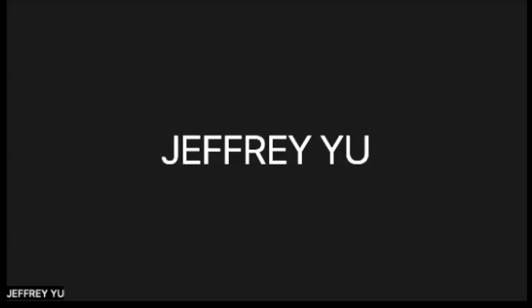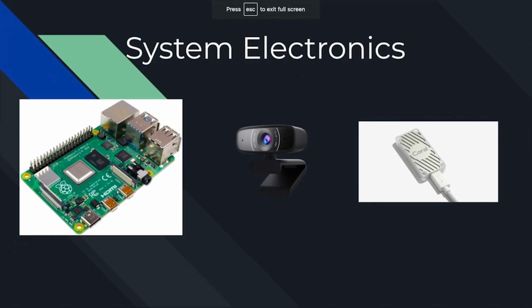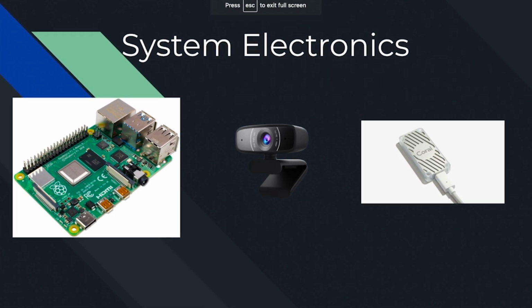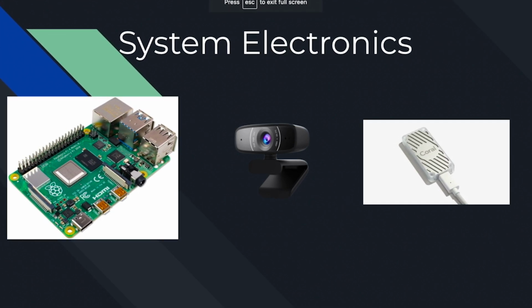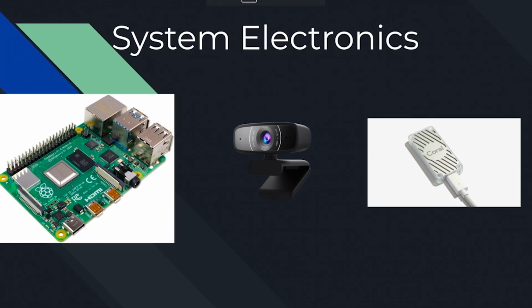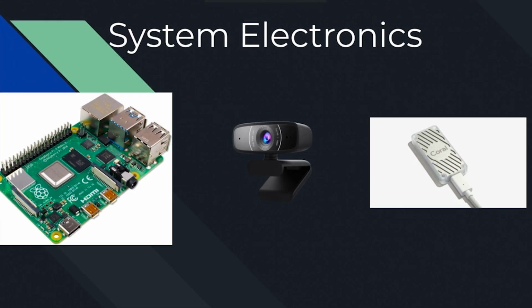Our task this week for system electronics was determining which pieces of hardware we need in order to run our deep learning algorithm. And so we're going to need a Raspberry Pi. We'd prefer Raspberry Pi 4 instead of 3. I can tell you why in the next slide.